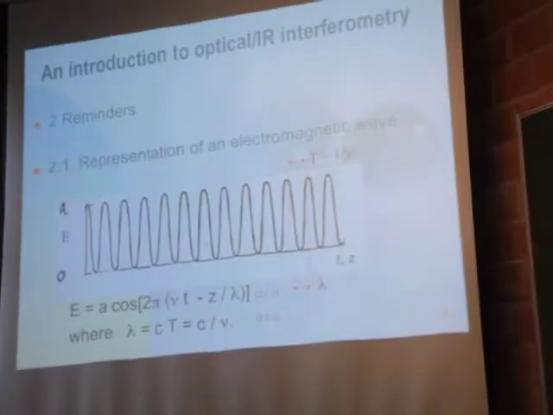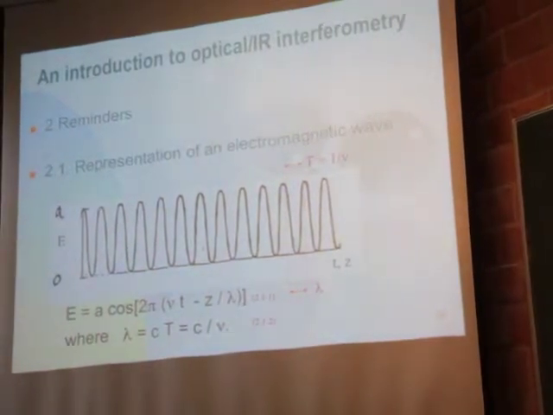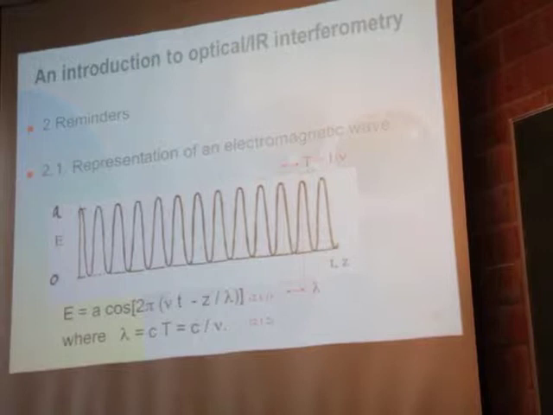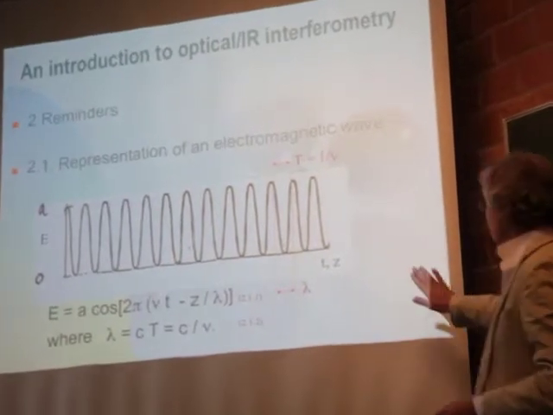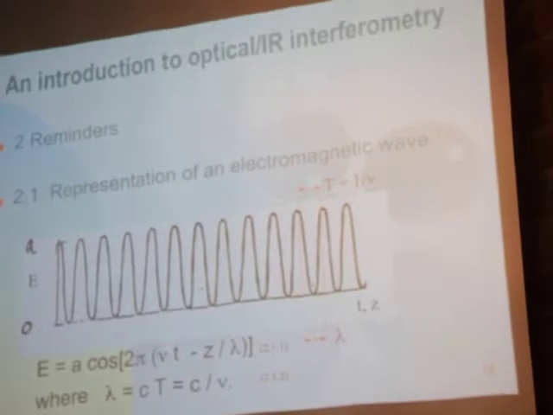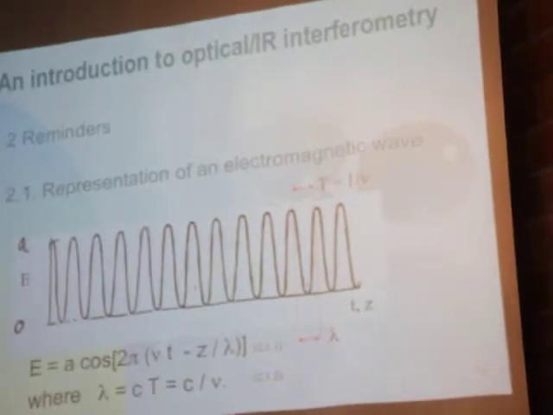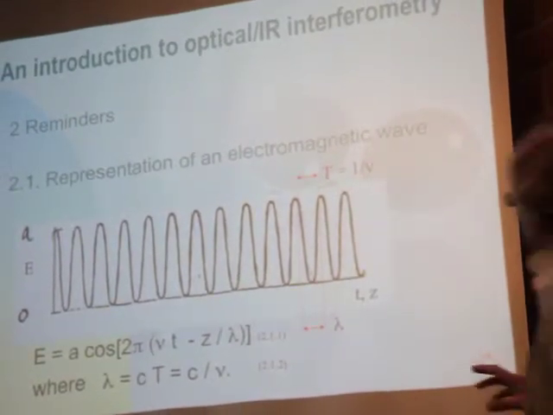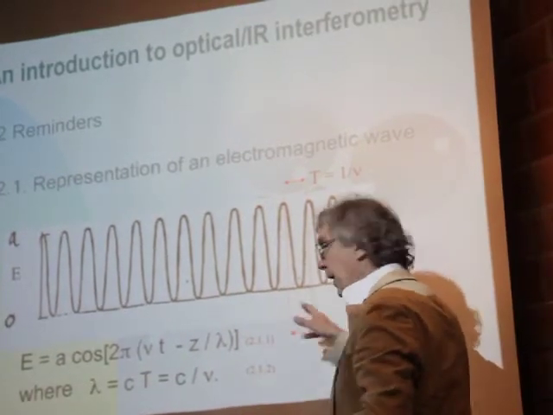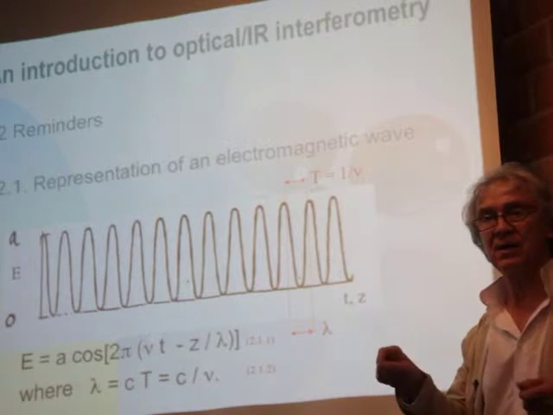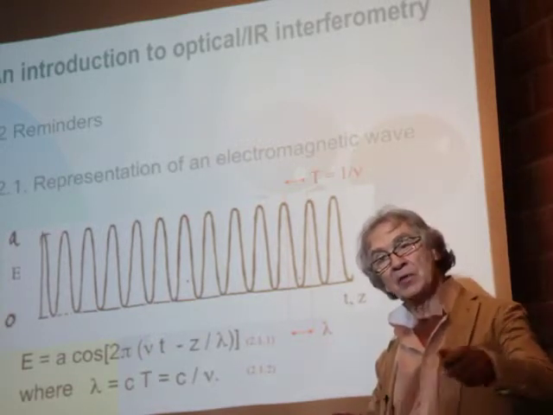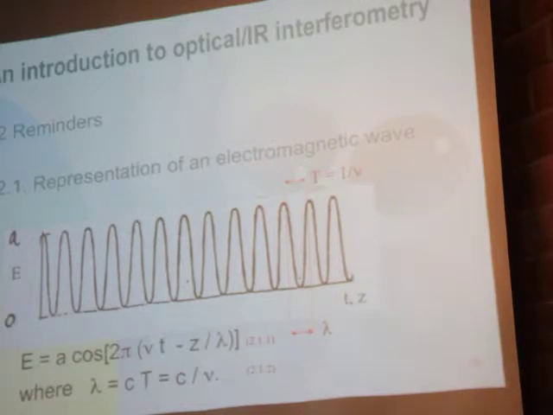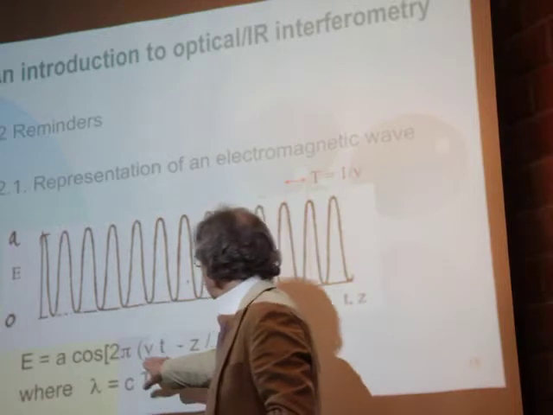Okay, just a few reminders. What I have represented here is an electromagnetic wave propagating in the plane of the screen. It is monochromatic and it's polarized because it's oscillating just in that screen. Just think of the wave at a particular location, z. So I fix the abscissa z, and I just measure as a function of time the variation of the electric field. What I see is an oscillation represented by this expression, this cosine.